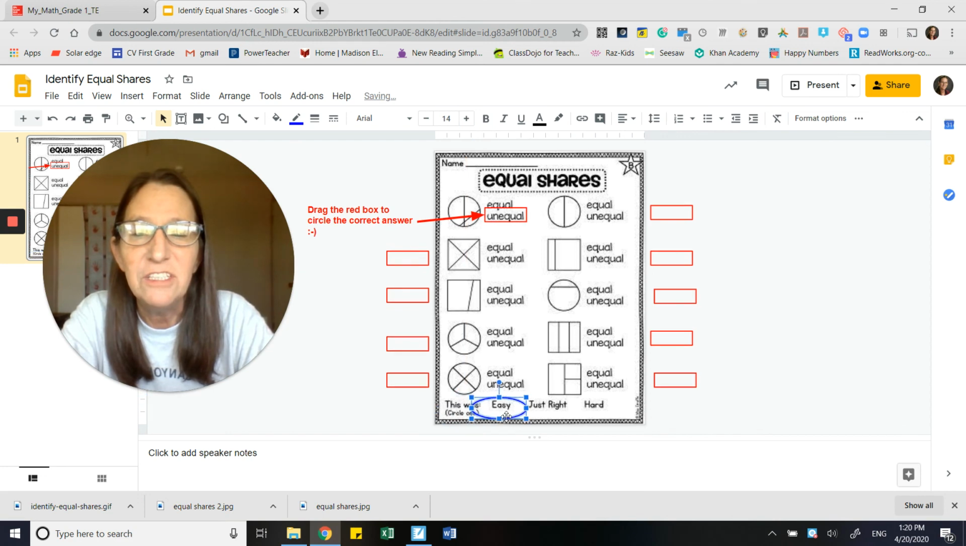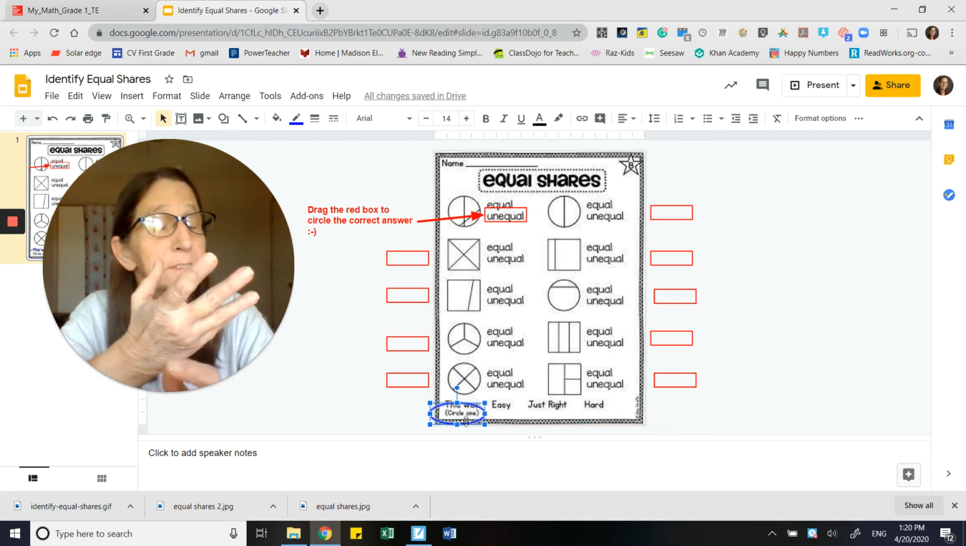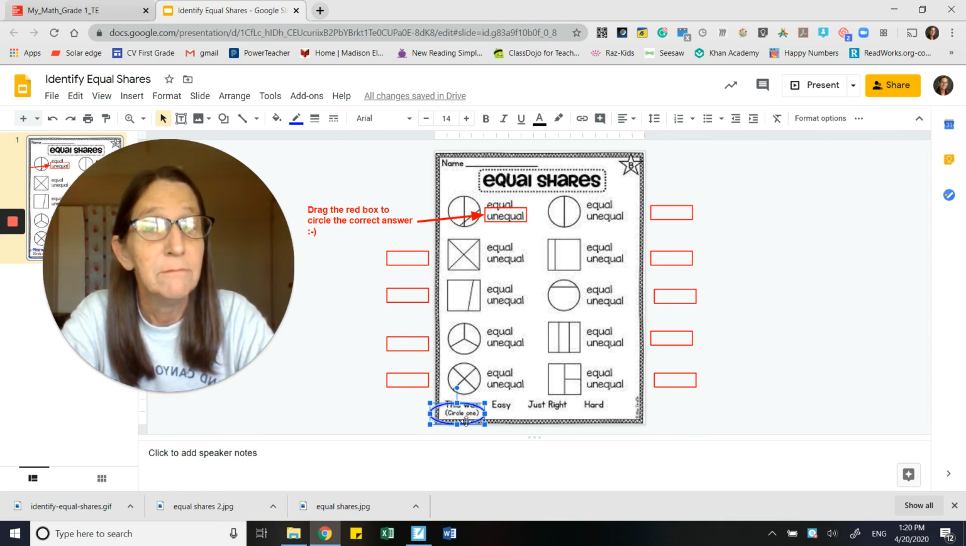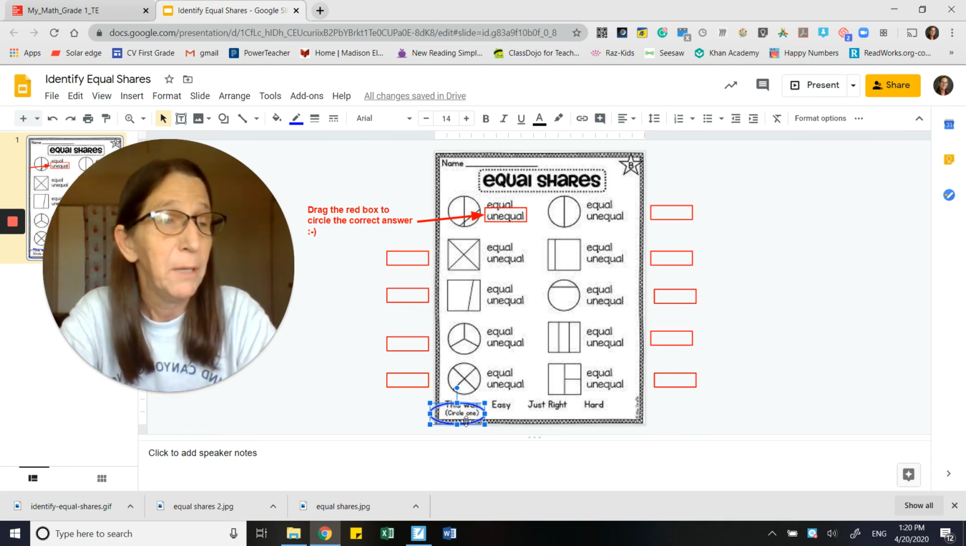Was this easy, just right, or was it hard? Let me know so that I can help make sure we're doing a good job on our next one. Okay? All right. This is our math for today. Not too bad, huh? Not bad at all.